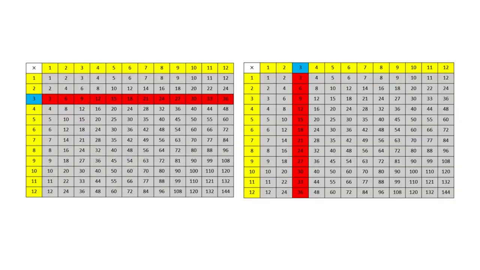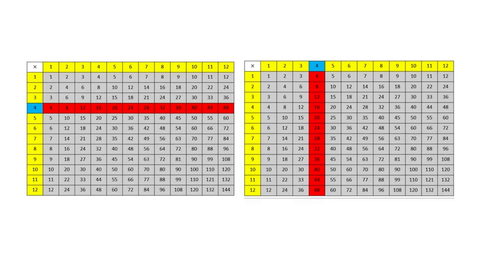Now the 3's facts. Go across the row of 3 or down the column of 3. Have students say the 3's facts with you. 3, 6, 9, 12, 15, 18, 21, 24, 27, 30, 33, 36.